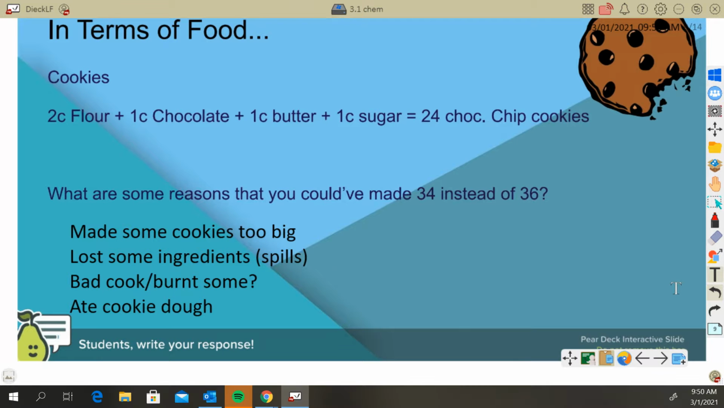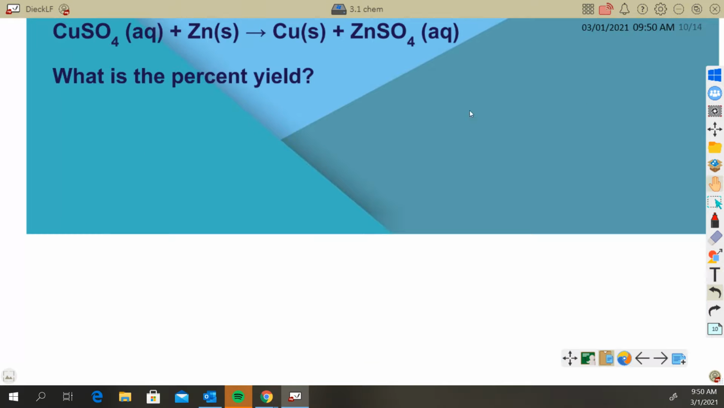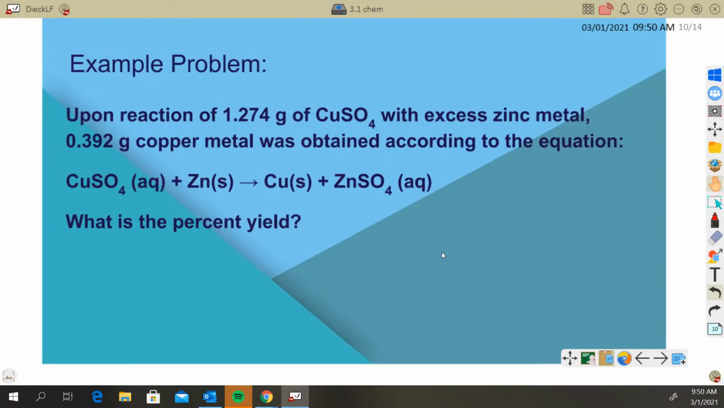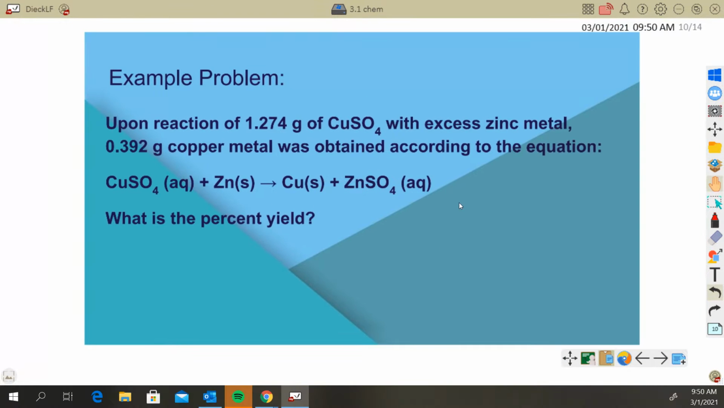So in terms of food, percent yield is pretty easy. Hopefully, it's not too bad in terms of chemistry. So we are going to look at an example problem. This says upon reaction of 1.274 grams of copper sulfate with excess zinc metal, 0.392 grams of copper metal is obtained according to the equation.